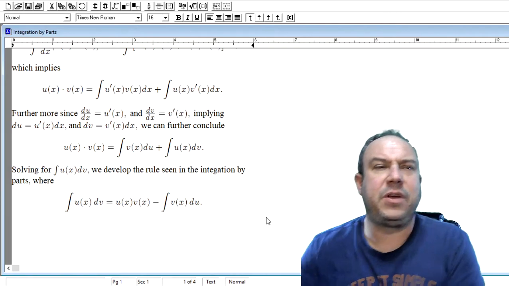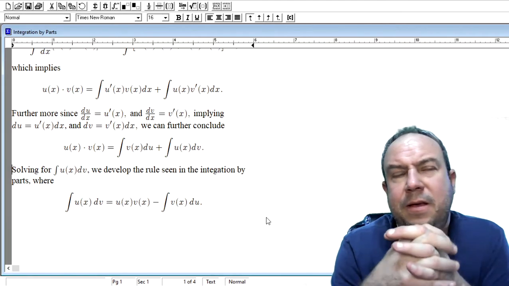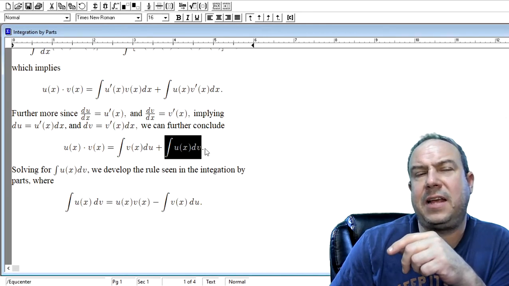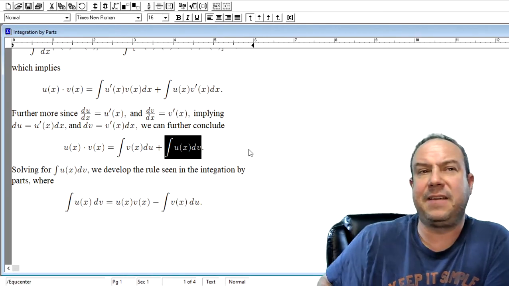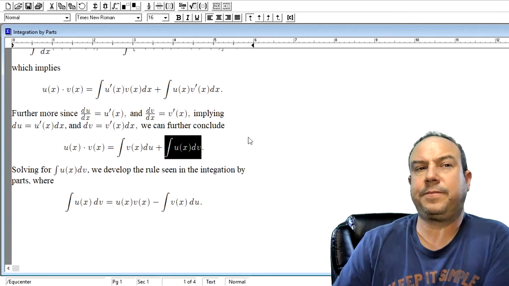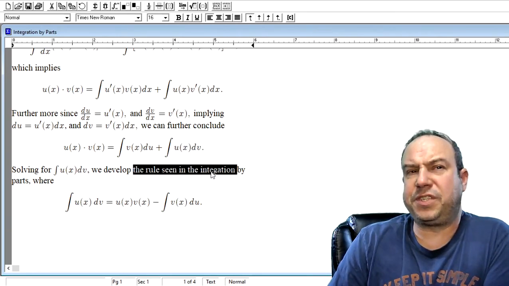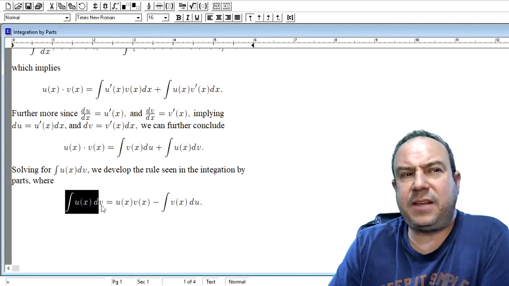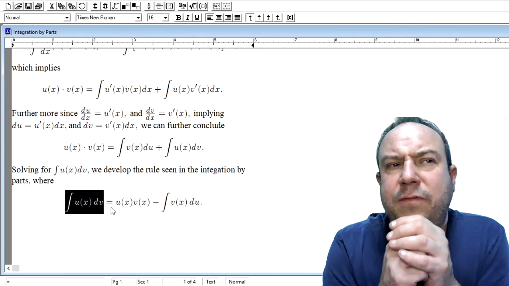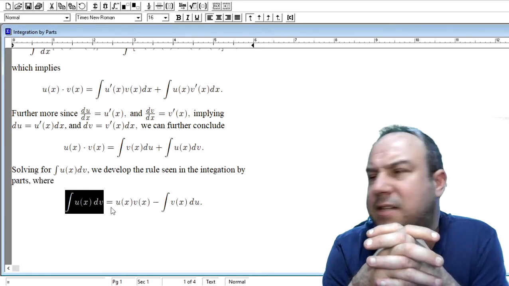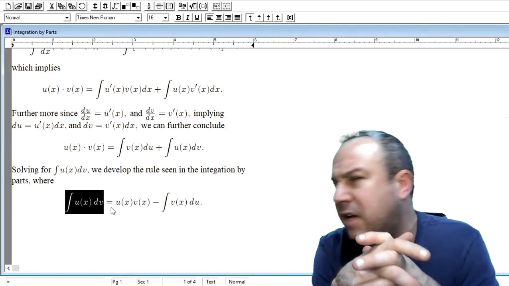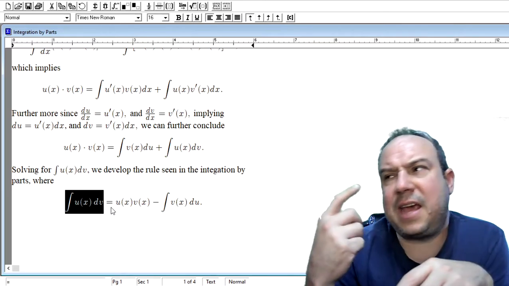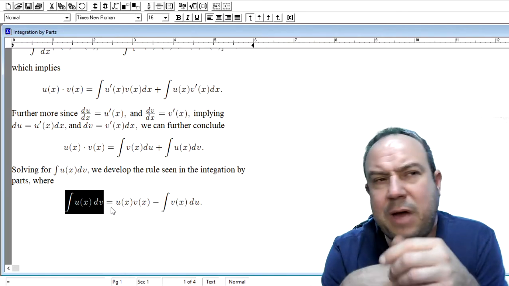All right. If we now solve on the left for this value seen here on the right-hand side, the integral of u of x dv, we develop the rules seen in integration by parts. What we say in integration by parts is that the integral of u of x dv is equal to u of x times v of x minus the integral of v of x du. That technique is known as integration by parts.